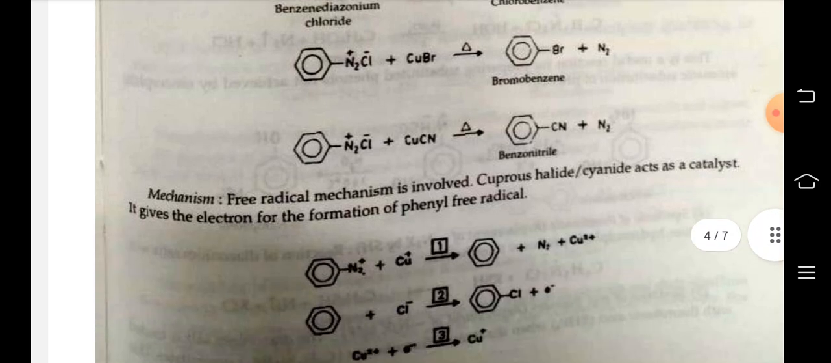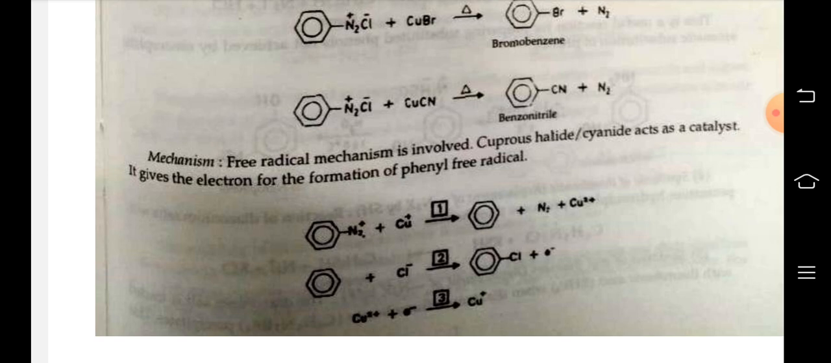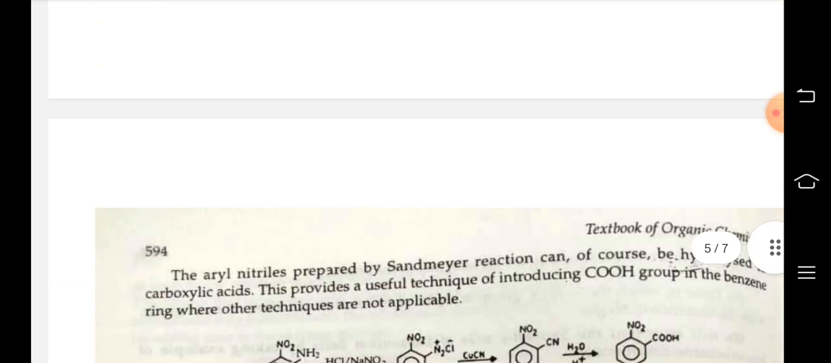Mechanism. A free radical mechanism is involved. Cuprous halides and cyanides act as catalysts. They give the electron for the formation of the phenyl free radical. The first step is benzene diazonium plus Cu+ giving phenyl radical plus N2 plus Cu2+. The second step is phenyl radical plus Cl- plus Cu2+ giving chlorobenzene plus an electron involved. Cu2+ plus an electron is the third step, to give Cu+.